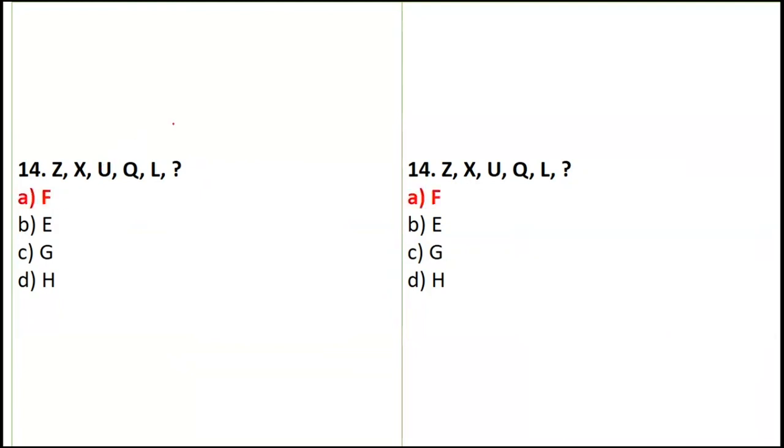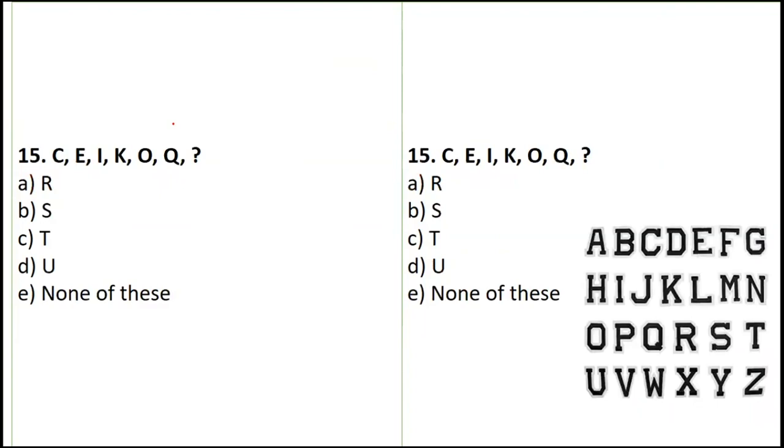Now Z, a gap of 1 is X, a gap of 2 is U, a gap of 3 is Q. Then the gap of 4 is L, then the gap of 5, maybe 1, 2, 3, 4, 5, should be F. So yes, the answer should be F. Now, next are very easy questions.